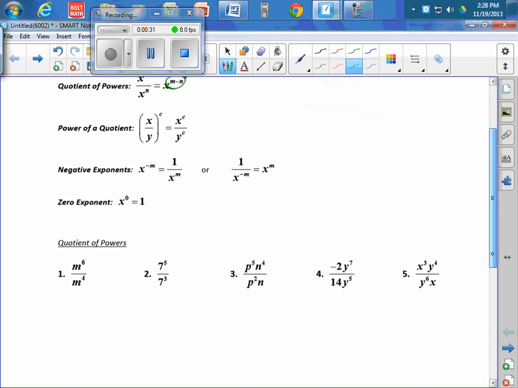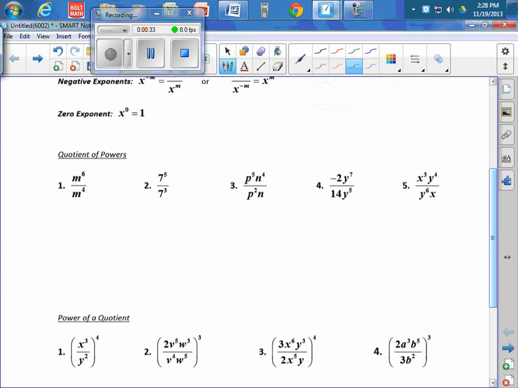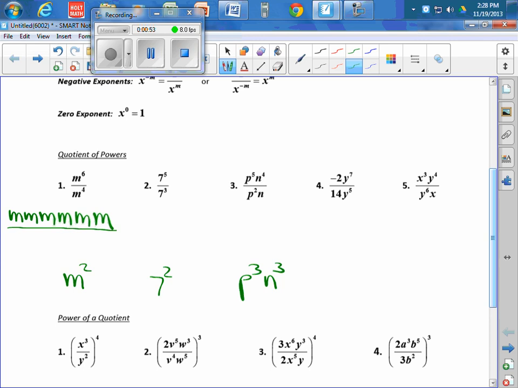That's the reason why in number 1, I get m squared. In number 2, I get 7 squared. In number 3, I get p to the third and n to the third. But what makes that happen? Why is that? Well, think about it this way. M to the 6th means multiplying m 6 times. And m to the 4th, 4 times. And if you think about how things cancel out, these factors cancel, these m's cancel, these m's cancel, and I'm left with the m squared.